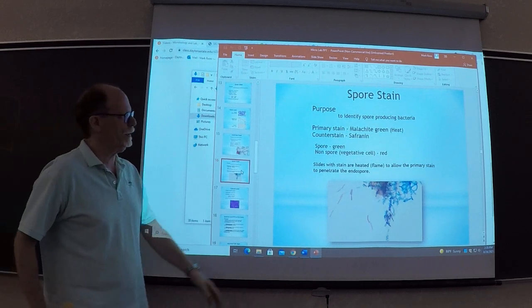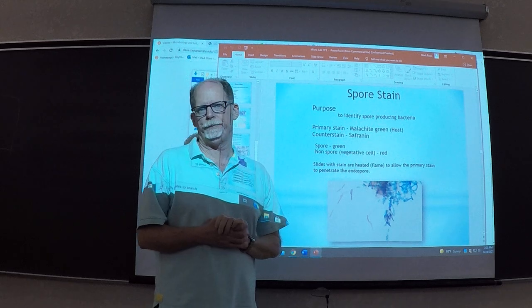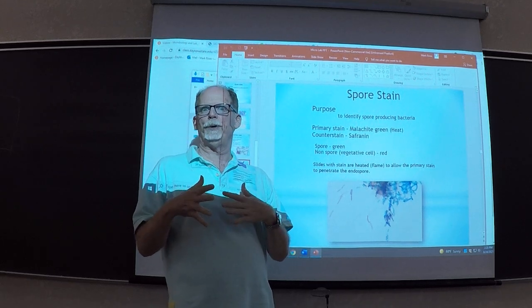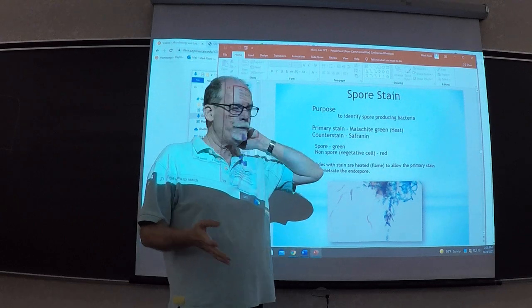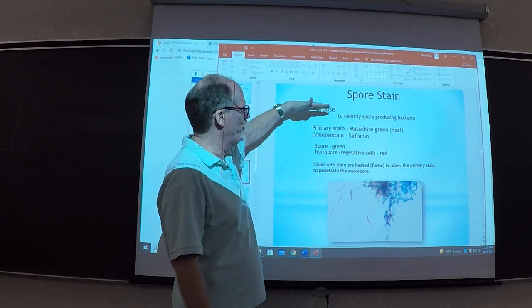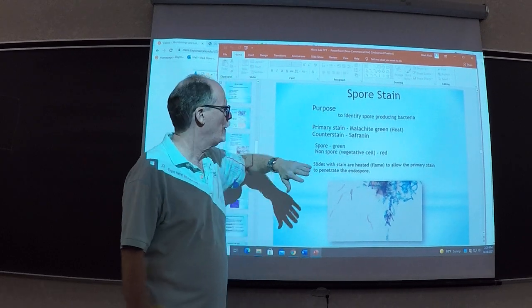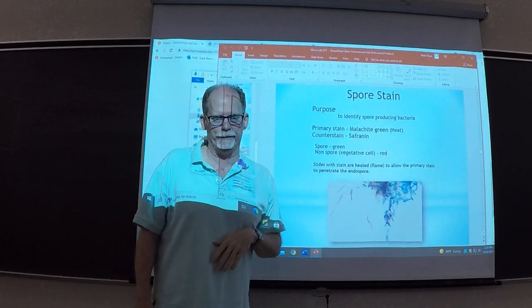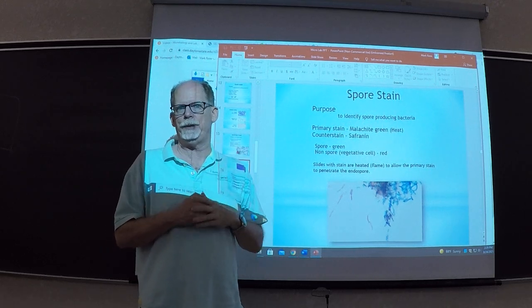What is the principle, or the purpose of the spore stain? It's right here: to identify spore-producing bacteria. That's what I expect you to put when you open the P&P for the spore stain. It'll say, what is the purpose of the spore stain? This is the correct answer. What is the principle of the spore stain? Will be the next question, right? You'll get those 2 questions for each P&P.